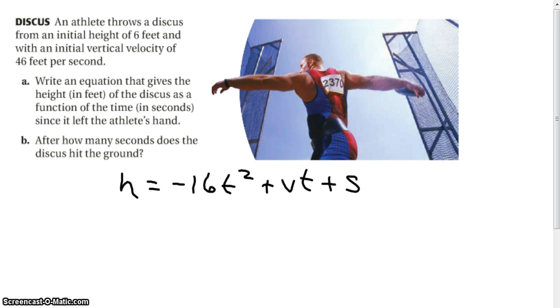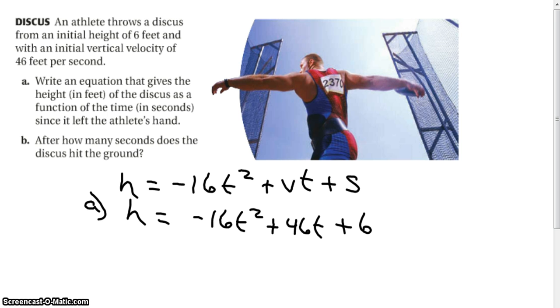Okay, so do we have a starting height, Aaliyah? 6 feet. And where does that go? That's your starting height. Good. Do we know how much time has passed? No, so the t's are going to stay t's, right? Do we know the initial velocity? What is it? 46. So we plug in, and then ultimately, this is the first question, A. Can you write this model, right?